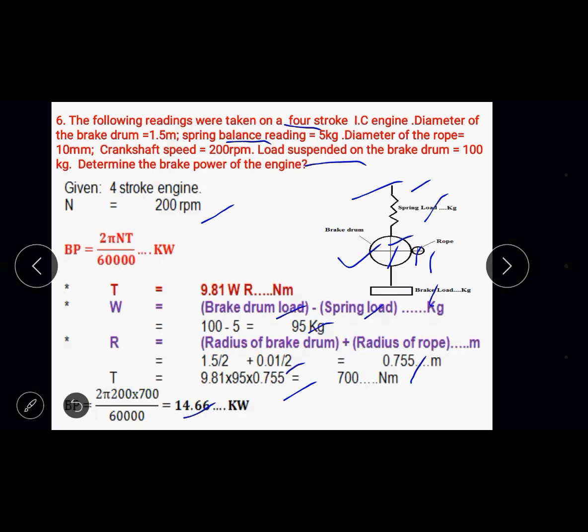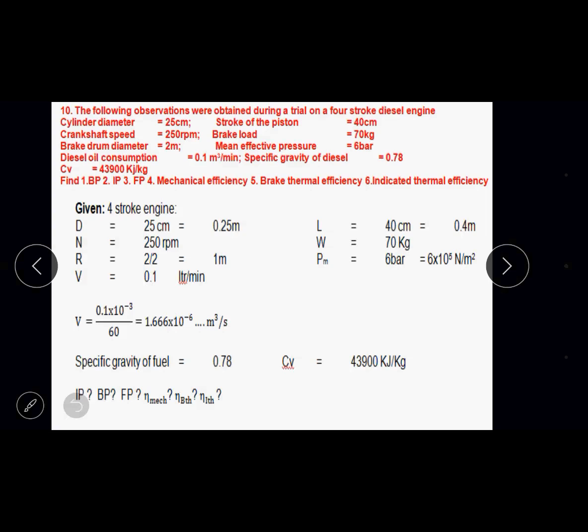Okay, any doubt in this problem? If you have any doubts, please activate your audio. If you have any doubt, you can raise the questions. Any doubts? If you have any doubt, please activate your audio and ask the question. Then in the next, okay, last one problem is left out.